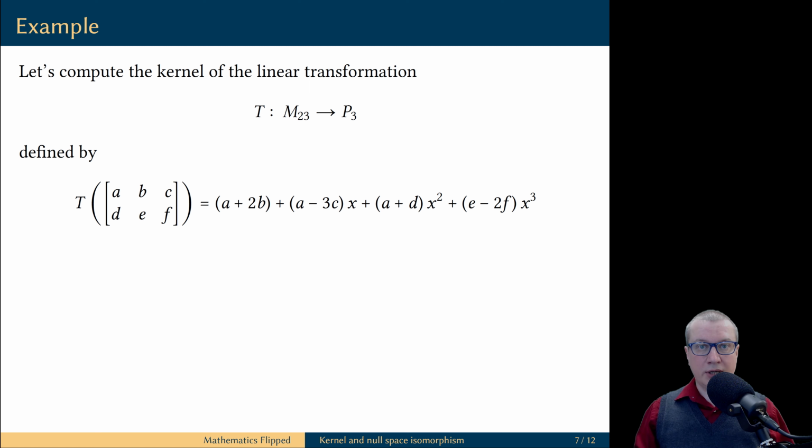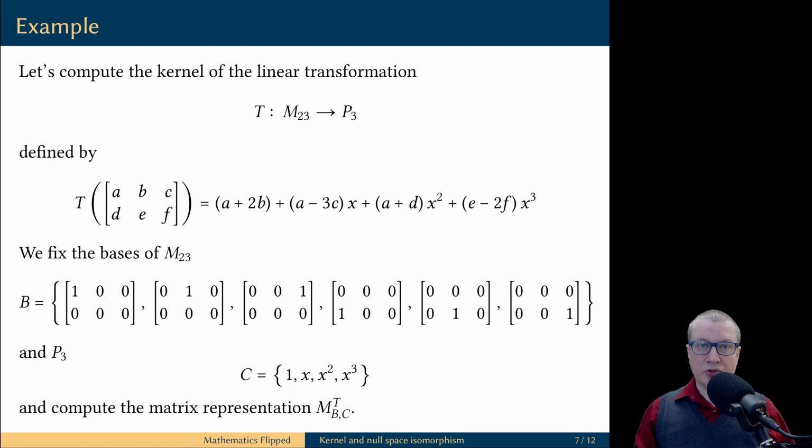Here's an example of how this result can be used in practice. Let's compute the kernel of this linear transformation from the vector space of 2 by 3 matrices into the vector space of polynomials of degree at most 3. To construct a matrix representation of this linear transformation, we need to fix a basis B of the domain and the basis C of the codomain. We are free to choose any basis, so we are going to choose a nice basis for the vector space of matrices and a nice basis for the vector space of polynomials.